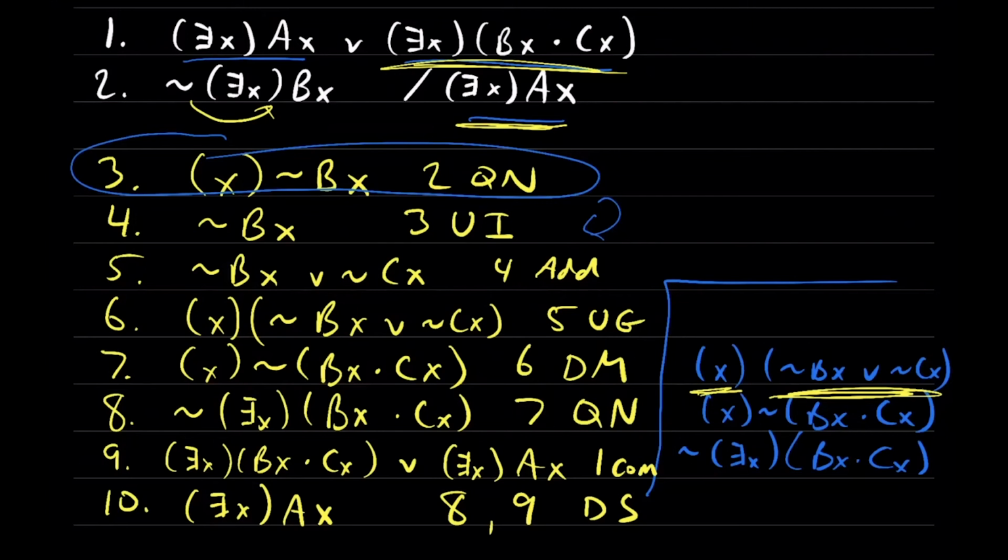We also applied quantifier negation right here because we recognized that once we had this universal statement on line 7, we were going to need to get the negation of this existential statement that makes up the right-hand disjunct of line 1. So that's why we had to apply quantifier negation there. So again, pretty straightforward proof, and be on the lookout for this.